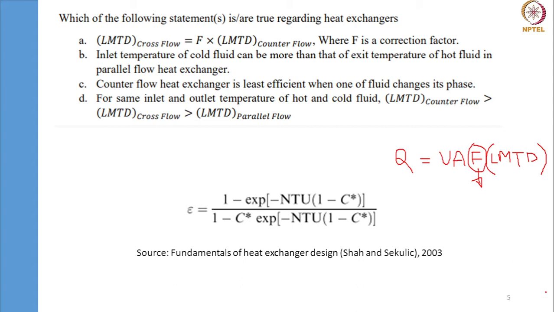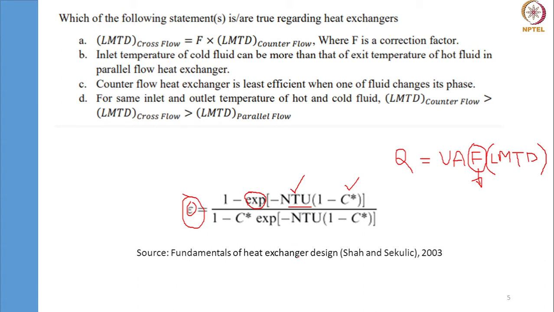The third one, counter flow heat exchanger is least efficient when one of the fluids changes its phase. Next week we are going to learn in the theory classes the expression of effectiveness and NTU. Effectiveness is denoted by epsilon, and NTU means the number of transfer units. EXP means the exponential function, and C star is the ratio of heat capacities.